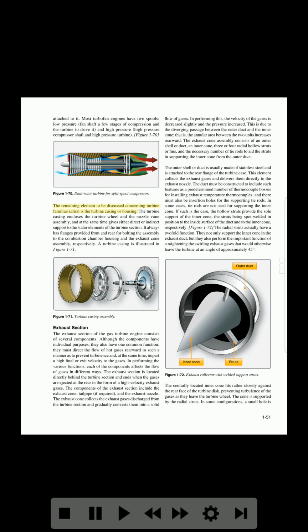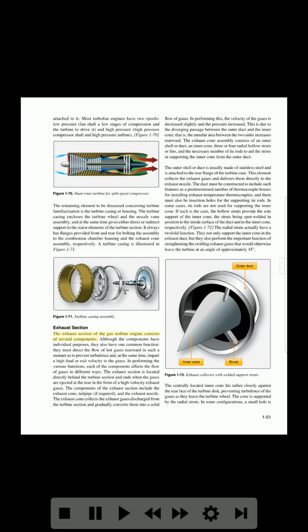The remaining element to be discussed concerning turbine familiarization is the turbine casing or housing. The turbine casing encloses the turbine wheel and the nozzle vane assembly, and at the same time gives either direct or indirect support to the stator elements of the turbine section. It always has flanges provided front and rear for bolting the assembly to the combustion chamber housing and the exhaust cone assembly, respectively. A turbine casing is illustrated in Figure 1-71. Figure 1-71. Turbine casing assembly.